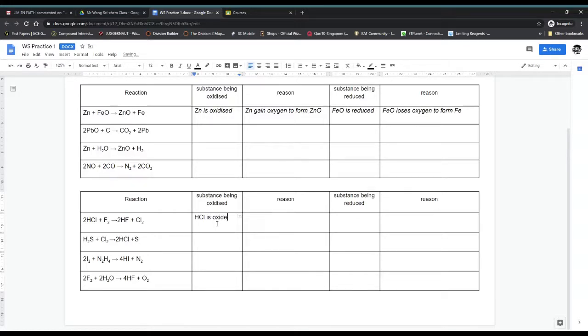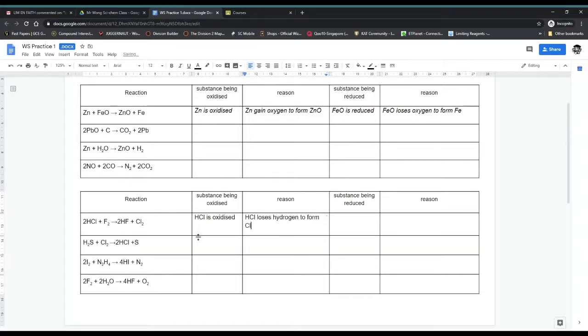My reason is because HCl loses hydrogen to form Cl2. Now, here's the thing. You want a subscript, because some formulas require you to write that subscript. To do a subscript, you can press a button here or something like that. Let me see if I still remember this or not.